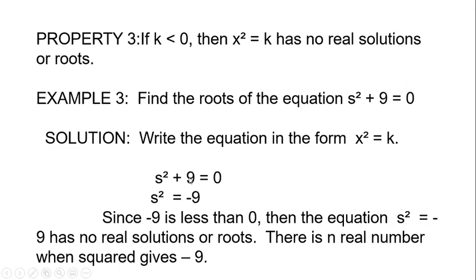s squared, move positive 9. When it changes from the left side to the right, the sign also changes, so from positive it becomes negative 9. Since negative 9 is less than 0, the equation s squared equals negative 9 has no real solution or roots. There is no real number that, when squared, gives negative 9. 3 squared is not possible, it is positive 9. Negative 3 squared is also positive 9. So there is no solution. There are no real roots.